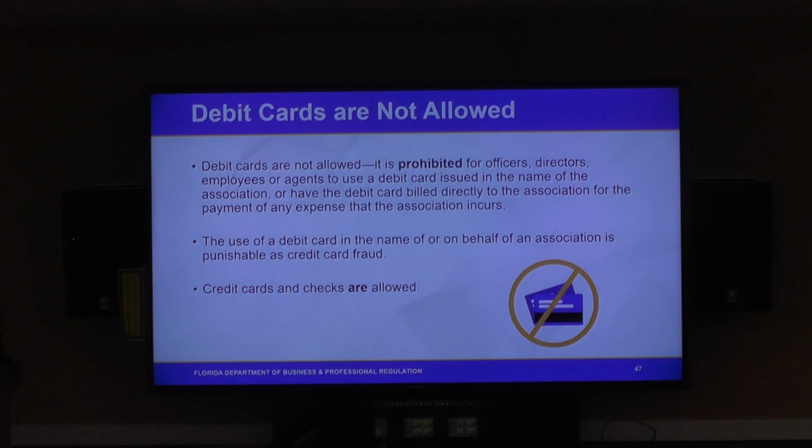Commingling of a director's funds with another is also punishable by law. Yes, correct, unless it's for investment purposes. Anything you do that's good for the association but is for personal interest is a no, right? It's common law.